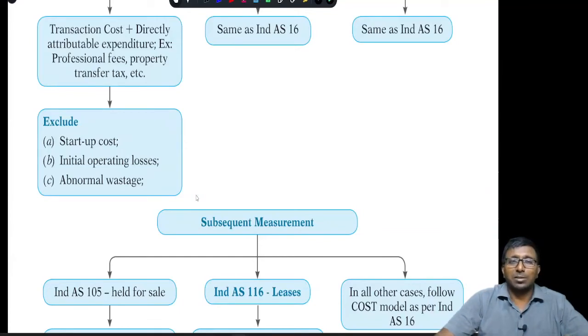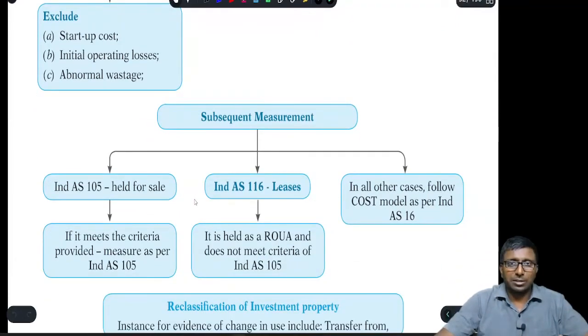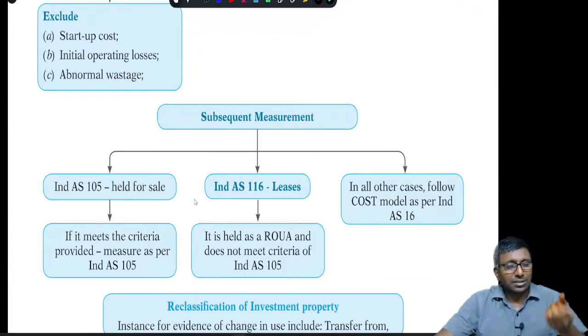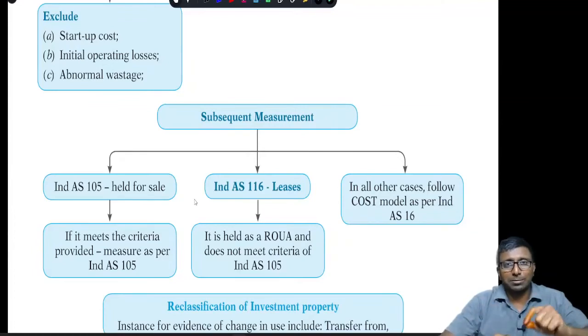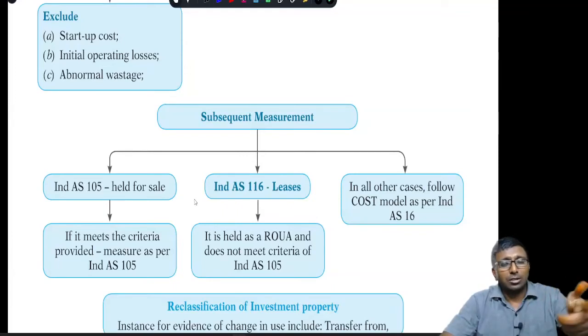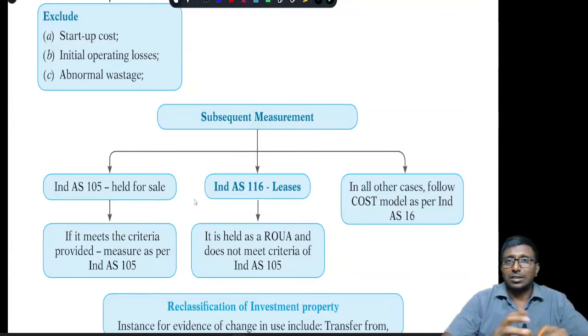And subsequent measurement: if it is held for sale, then obviously you have to refer to Ind AS 105. If you are holding it as a lessee, correct? I told you already, investment property can be held by us as a legal owner, or as a lessee, as an ROUA. If it is part of ROUA, then follow Ind AS 116, that's it. Under any other circumstance you have only one choice, that is the cost model. You do not have a revaluation model, there is no revaluation option.